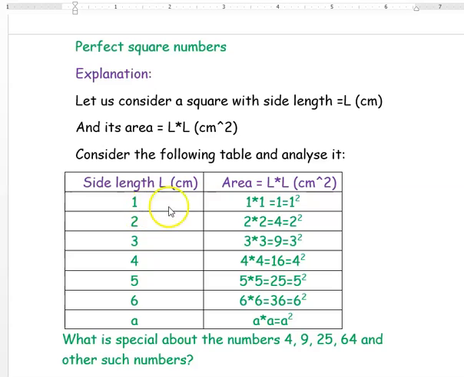If the length is 1 centimeter, then the area is 1 times 1, that is 1 squared. If the side length is 2 centimeters, then the area is 2 times 2, which is 4, which can be written as 2 squared. If the side length is 3, then the area is 3 times 3, that's 9 centimeter square, which can be written as 3 squared, and so on. If I generalize the length as A, then its area will be A into A, that is A squared.